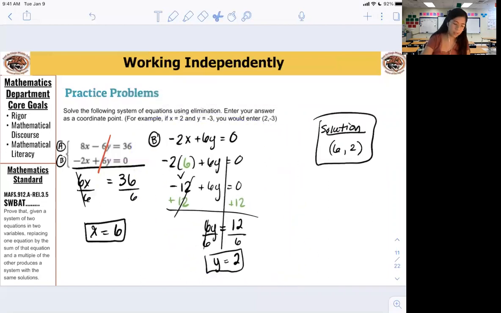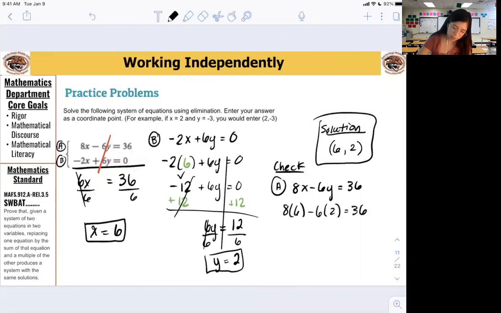So for example, let's say I plug it back into equation A. I'm just checking my work. Okay, 8 times 6 minus 6 times 2. 8 times 6 is 48, 6 times 2 is 12, and 48 minus 12 is 36. So this is good to go, right? I'm done with the first equation. Then you would check it with the second equation and it should also work out. But let me just show you what I mean.